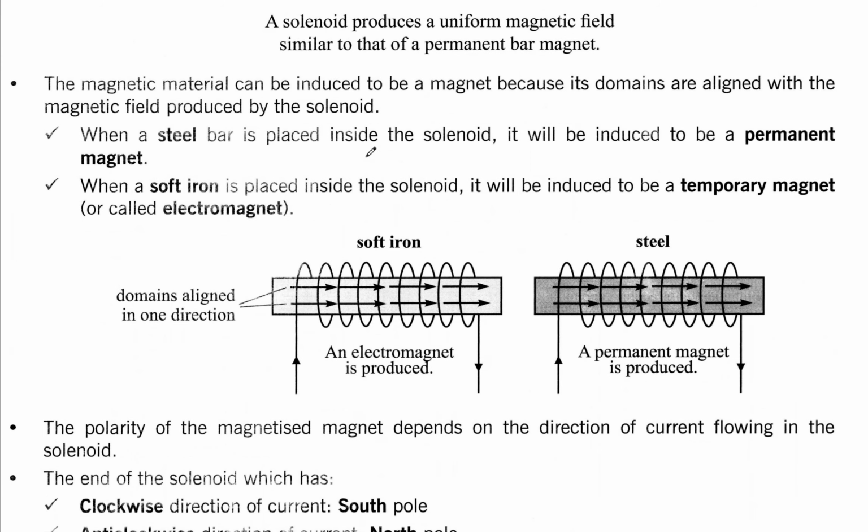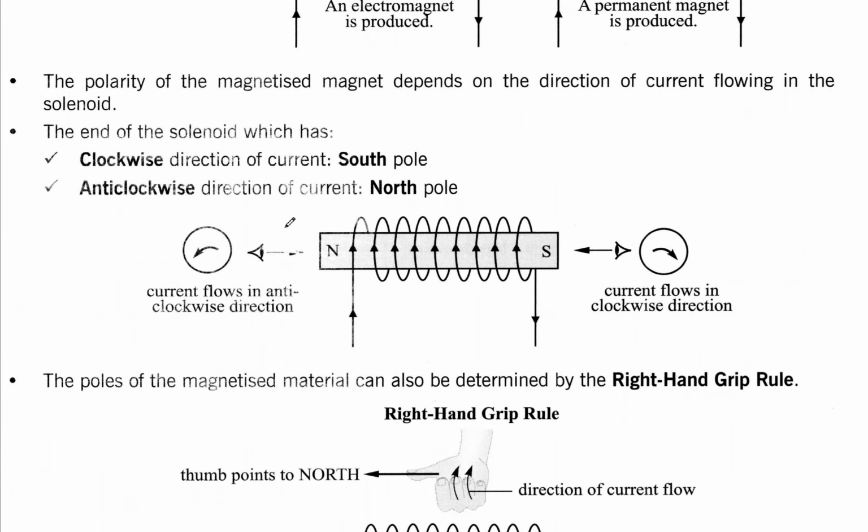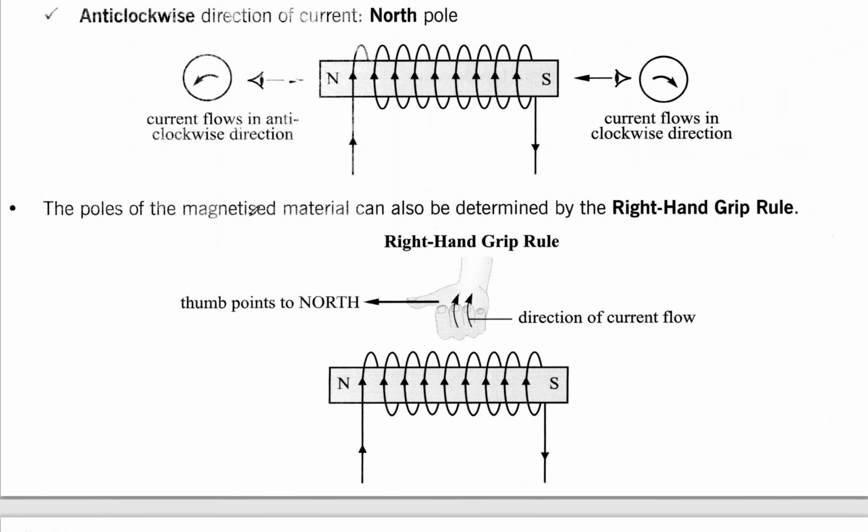Now, if it's a steel bar, the magnet produced is a permanent magnet. If it's an iron bar, then the magnet produced is a temporary magnet or an electromagnet. To determine the direction of the magnetic field, or to identify the poles of the magnet placed inside the solenoid, we need to learn the right hand grip rule. Imagine the 4 fingers curling towards the direction of flow of the current. Then the thumb points towards the North Pole.